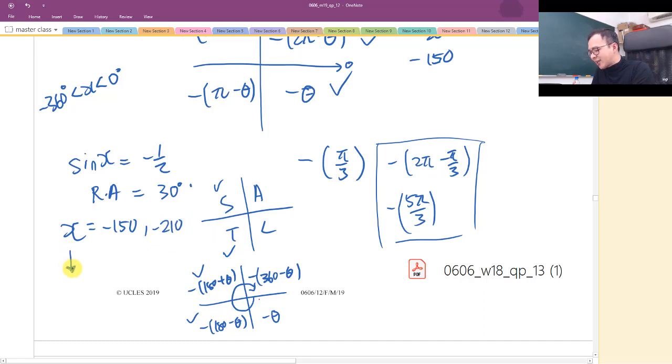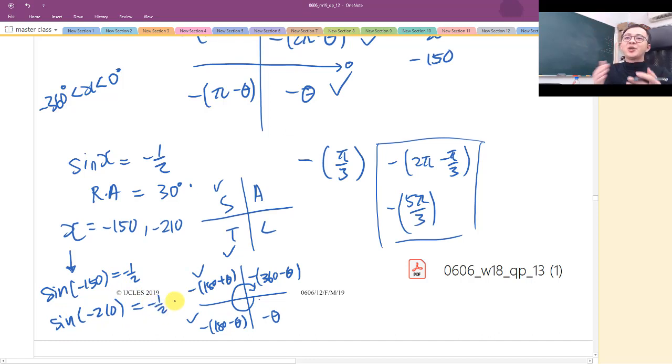And then you can always double check by typing in your calculator. You type sine negative 150, the calculator will tell you it's -half. And then you type sine negative 210, the calculator will tell you it's -half as well. This is how we do the negative angle. If it is radians, you just change the 180 into pi, and you should be able to get the correct answer over here.